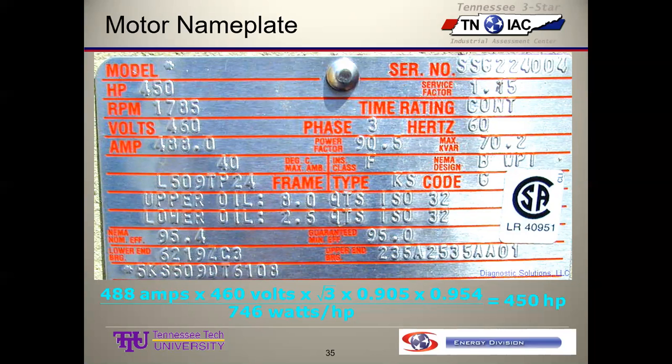And it's got a service factor of 1.15, rated for continuous duty, 60 hertz, power factor 90.5, max kVAR 70.2. And so just to show, if I take rated amps, rated volts, square root of 3, power factor, and motor efficiency, it comes out 450 horsepower, which is what you would expect.